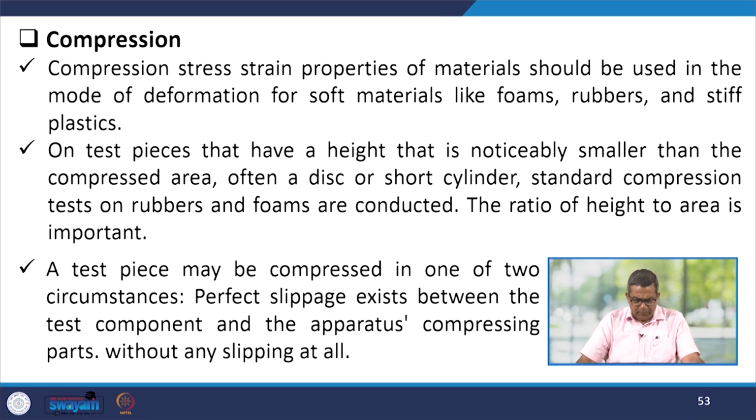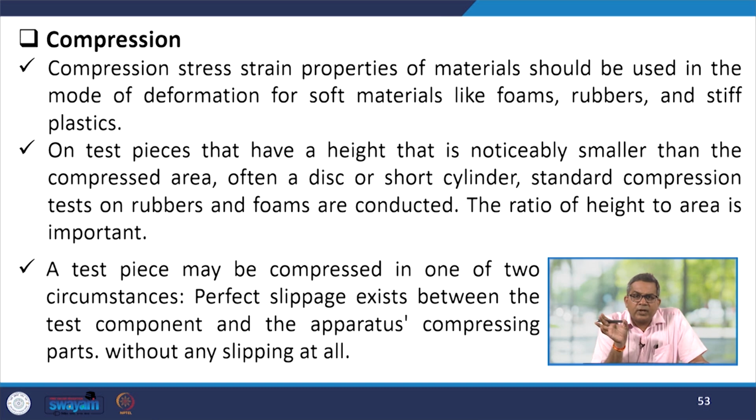Let us talk about the compression. The compression stress strain properties of the material should be used in the mode of deformation of soft material like foam, rubber, stiff plastics, all those things. On test pieces that have a height that is noticeably smaller than the compressed area, often a disc or short cylinder, standard compression tests on rubbers and foam are conducted. The ratio of height to area is then very important. So, a test piece may be compressed in one of two circumstances.